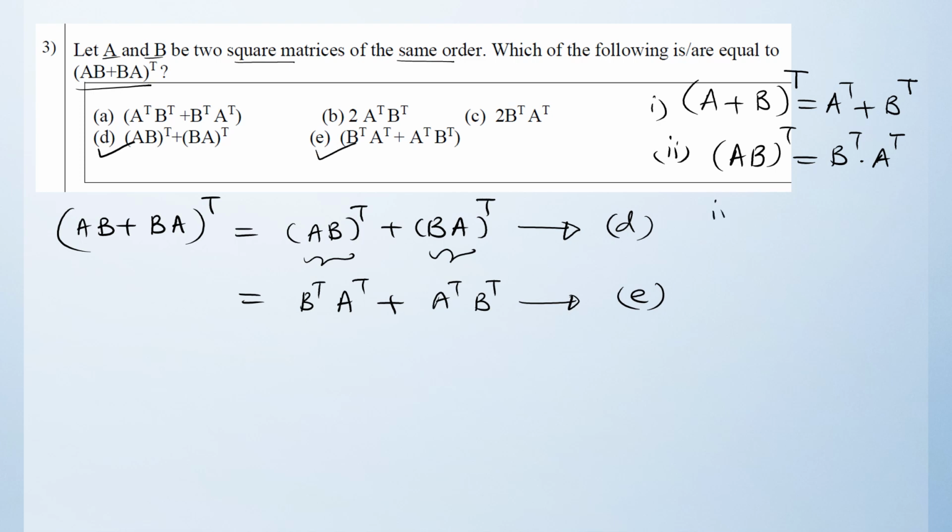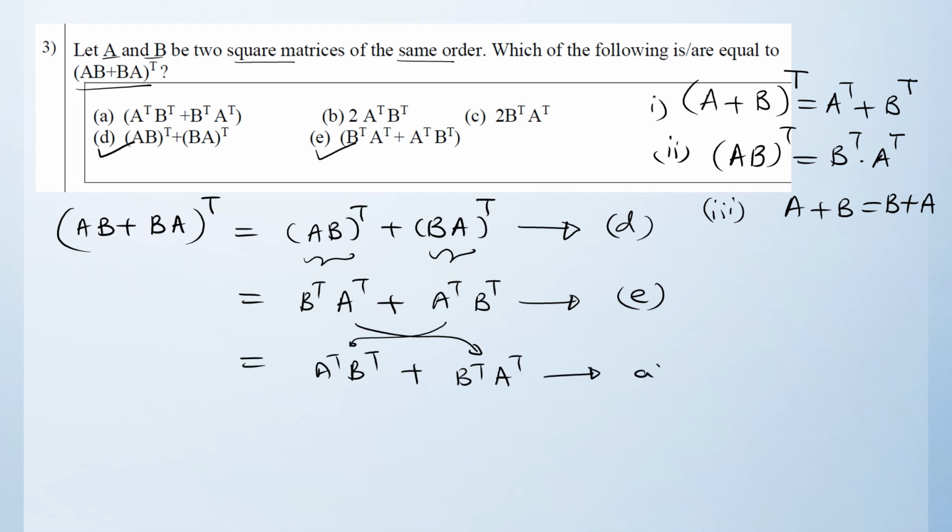And also we know that for any two matrices, A plus B is equal to B plus A. Addition is commutative. So you can rewrite this as A transpose B transpose plus B transpose A transpose. That is there in A. So the answer is A, D and E only.